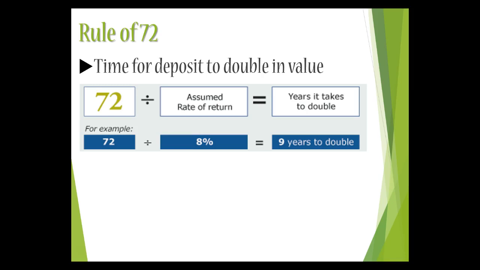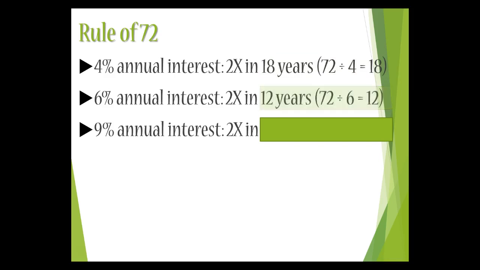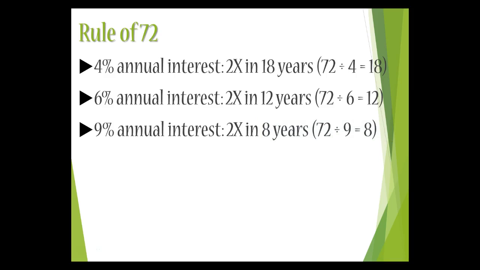So clearly, the higher the rate of return, the faster it will increase and compound, and the quicker we will see our values double. So if we had a 4% annual interest rate, then our deposit would double in value within 18 years. If we go to 6% annual rate of interest, we'd see our investment double now by 12 years. And if we went to 9% interest, we would see it double in 8 years. And so the higher the rate of return, the significantly faster it will be for our deposit to double in value.